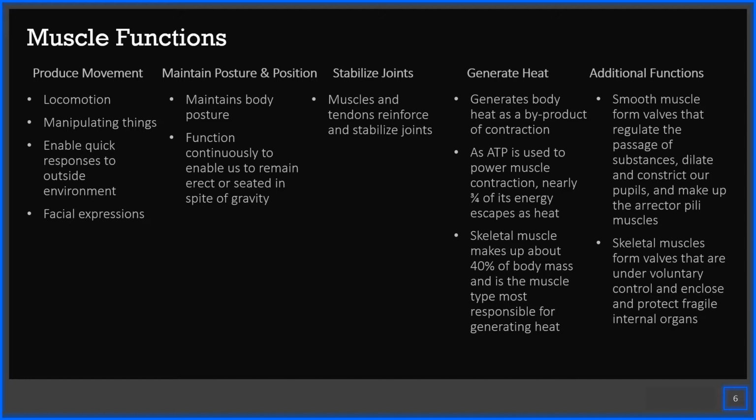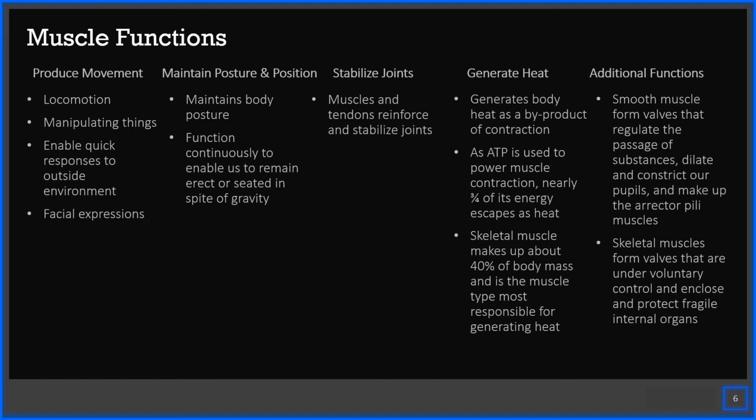It stabilizes joints. So muscles and tendons reinforce and stabilize joints. So that's why, if you have ever been to physical therapy with a knee injury, part of that rehabilitation is strengthening the muscles in your thigh to support the knee. It's not just the joint itself. They generate heat. So it generates body heat as a byproduct of contraction. As the ATP is used to power muscle contraction, three-quarters of it is lost as heat. So skeletal muscles make up about 40% of body mass, and it's the muscle type most responsible for generating heat.